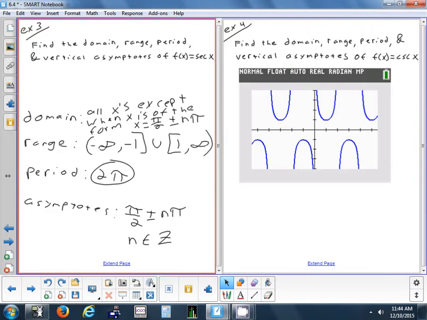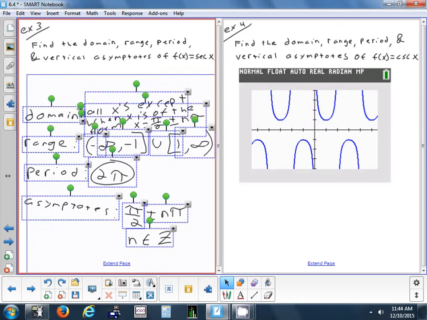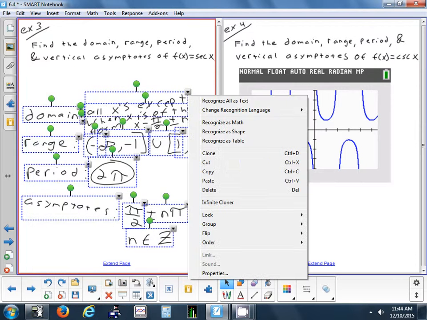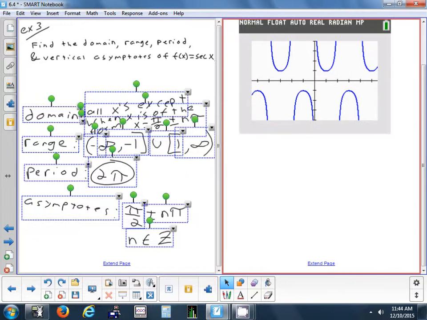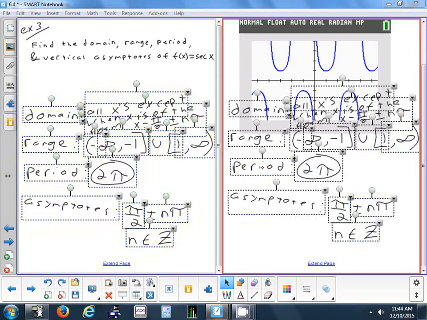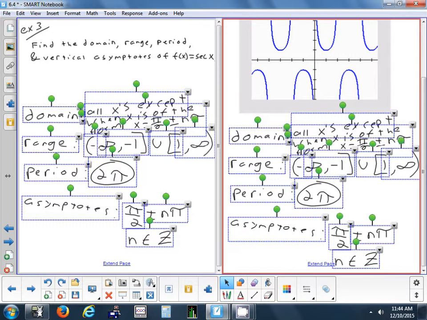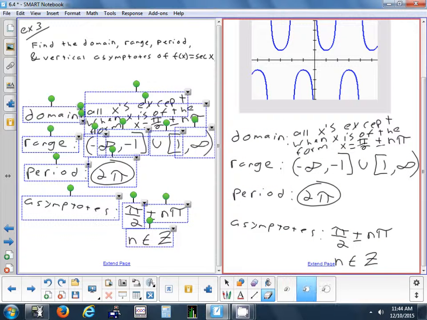All right, so what I'm going to do is copy and paste all this because a lot of it's the same, and we'll just adjust what we need to. All right, what's going to stay the same here? The range is going to stay the same, yep. Period, the period's going to stay the same, and that's it. All right, so asymptotes I need to fix, and domain I need to fix.